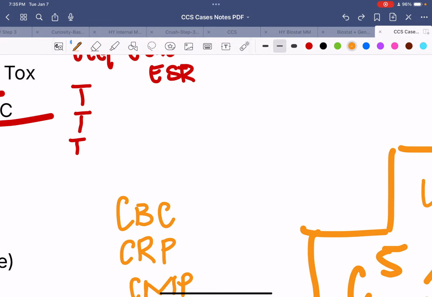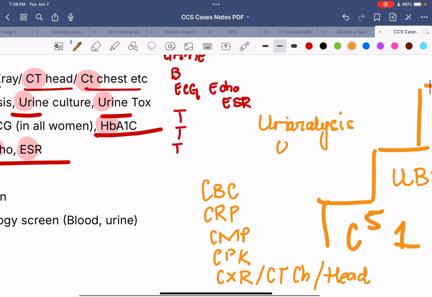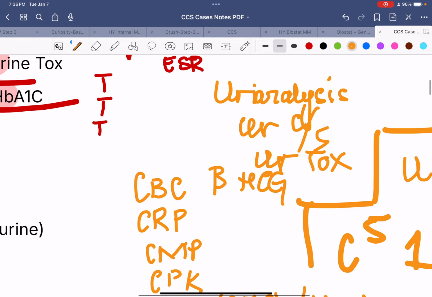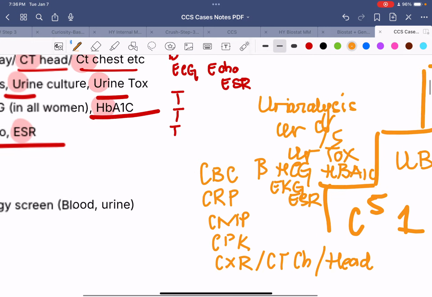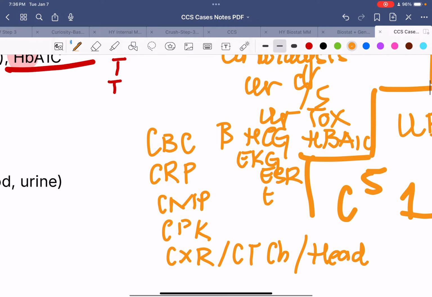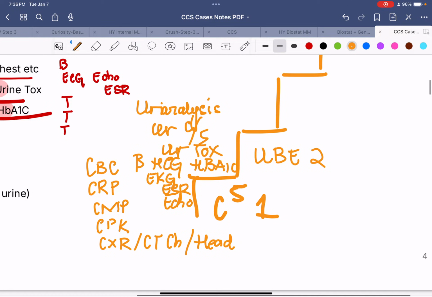For our next step, we're going to do urine analysis, urine culture sensitivity as needed, as well as urine toxicology. That makes our U done. And then we have B for beta HCG along with HbA1c if the patient is diabetic, or we are suspecting some sort of glucose abnormalities. And then for E we have EKG, ESR, and along with echo as needed. Okay, so that makes our C5 UB done.